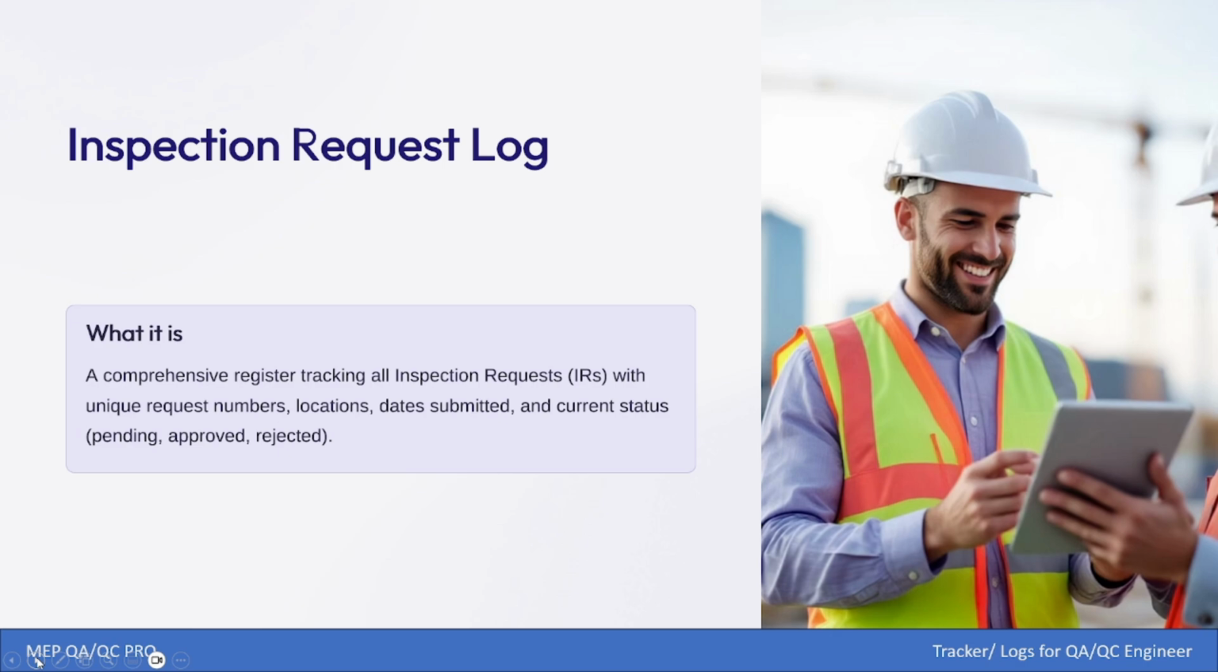Inspection request logs. This is a very typical type of log. When you are submitting an inspection, it has a unique number, location, date submitted, and current status, like pending, approved, or rejected. You can make your own logs where you mention the description of works, what inspection you raised, the numbers, which floors, which location, date submitted, and the status, like approved, non-approved, or under review with the consultant. So you can easily track your inspections. This is how it works.